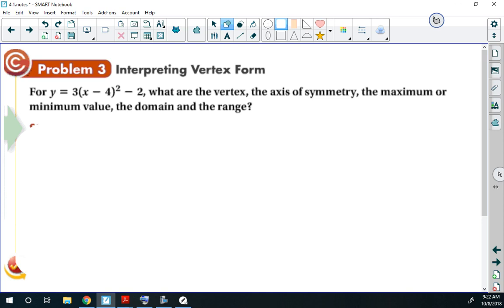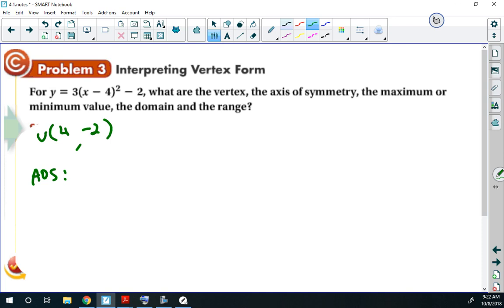So they want to know what the vertex of this one is. So what's our vertex? (4, -2). And our axis of symmetry, we can't just say -4 or 4 for that matter. We got to say that x equals. So it's got to be x equals. Is it going to be 4 or -4? It's x equals 4. Okay.